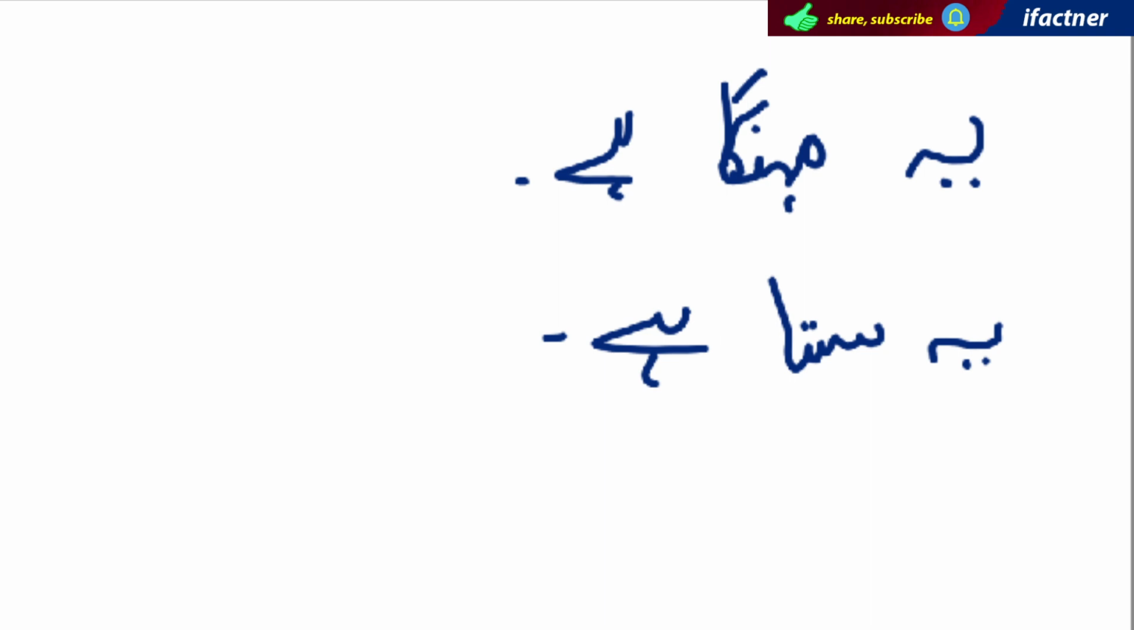Now let's suppose we want to say it is stale. So in Urdu we will say ये है basi. Stale is basi, and fresh is taza. So if we want to say ये basi hai, then we will say it is stale, and if we want to say it is fresh, then we will say ये taza hai.